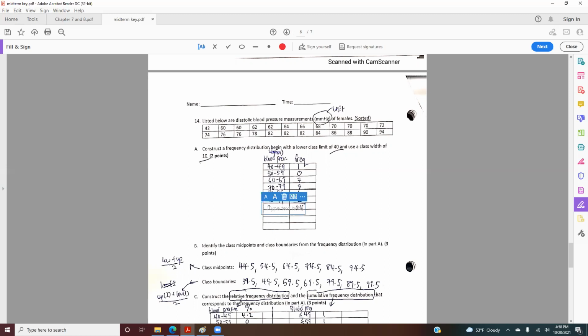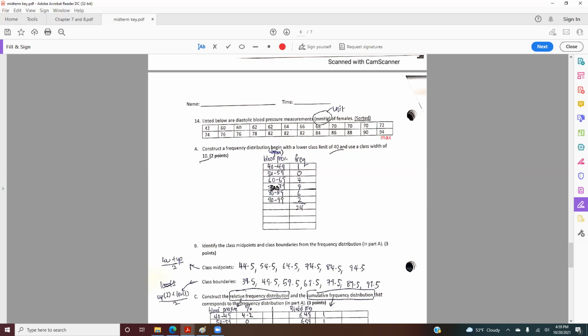I had students do 100, 110, and continue doing it. Please don't do it, because your maximum is 94. So you stop at 99 here. You don't continue doing this. And the upper limit in this case is 49, 59, 69.